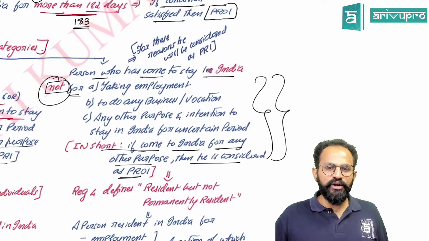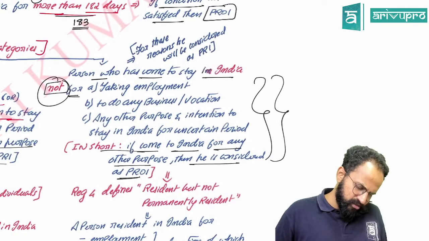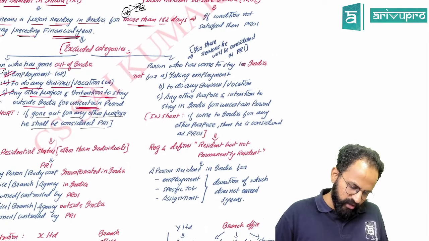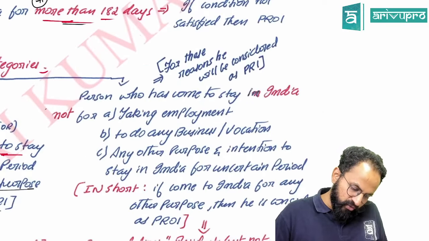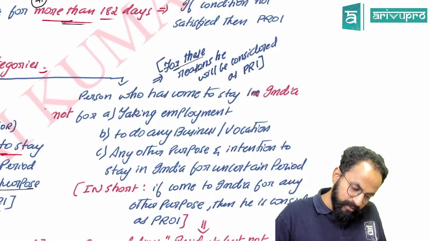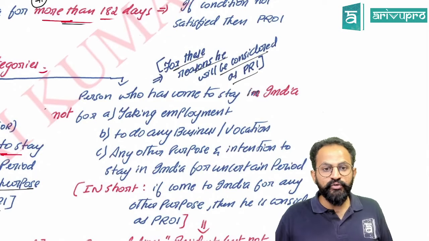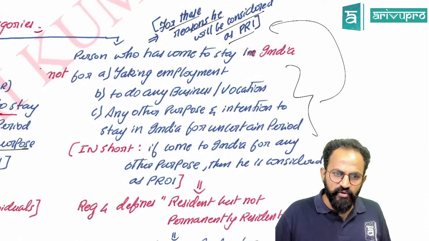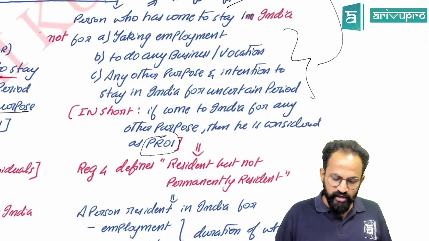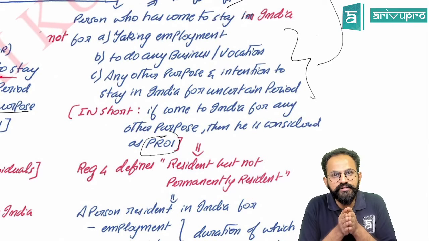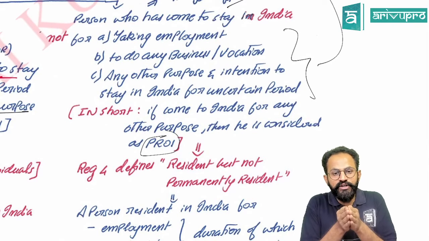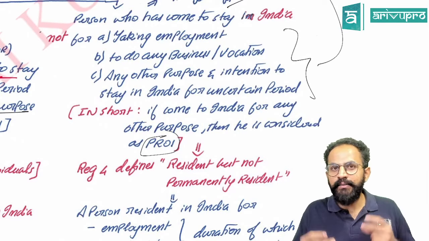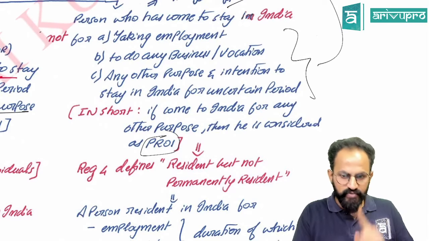Wherever possible, I have given a note. Again, I have written here also: for these three reasons, he will be considered as PRI, and for any other reason, he will be considered as PROI. I hope you understood. So go through it and be thorough with it. I'll be shooting questions at you now. First read and then come back.